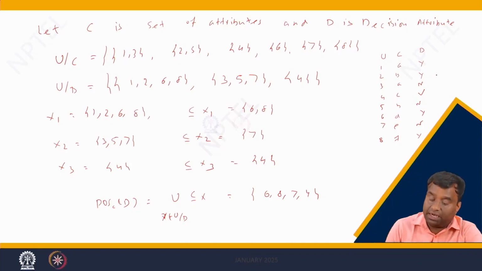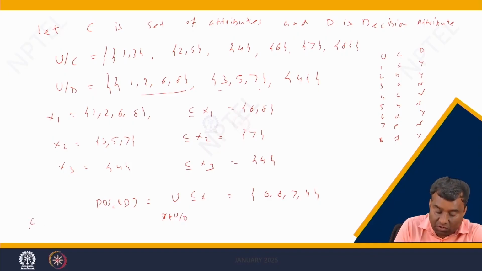So here U/D: x1 is this element 1, 2, 6, 8; x2 is this element 3, 5, 7; and x3 is 4. So we need to find the lower approximation of all these. First you find the lower approximations of all these: C lower of x, where x belongs to U/D. So you find all this, that is the lower approximation. Then take the union of all these.